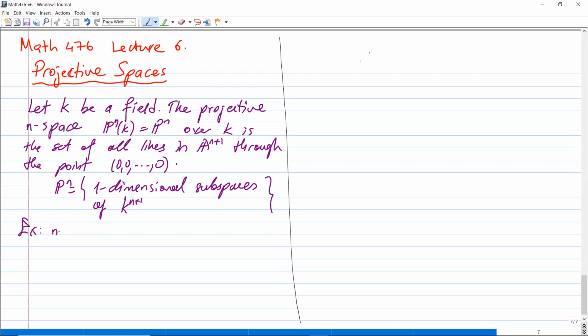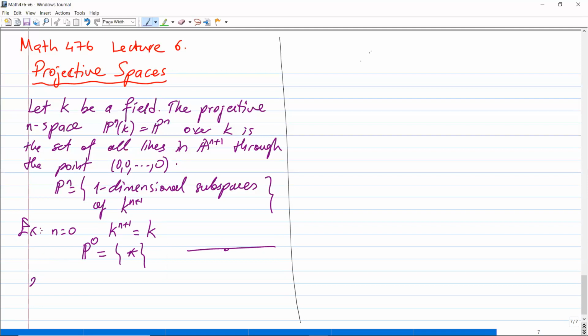If you take n to be 0, a one-dimensional subspace of K^(n+1), in this case K, and there is only one subspace of dimension 1, so that P^0 is just a single point. For example, if you take K to be R, there is only one subspace of dimension 1.